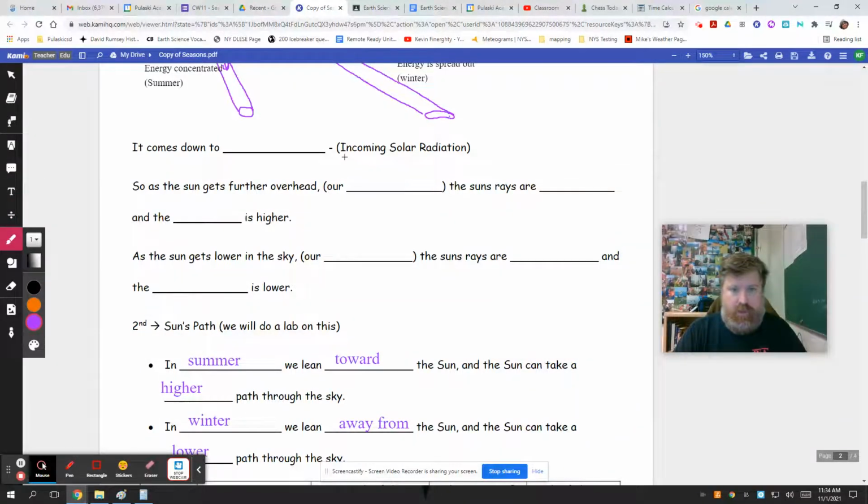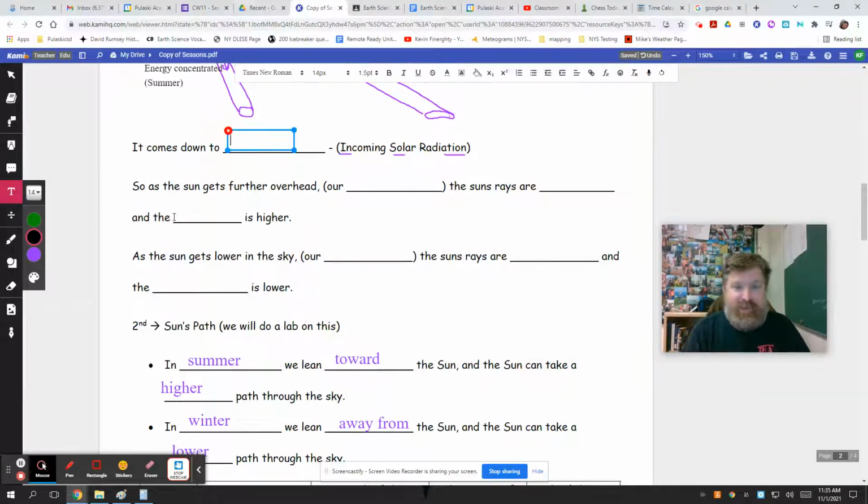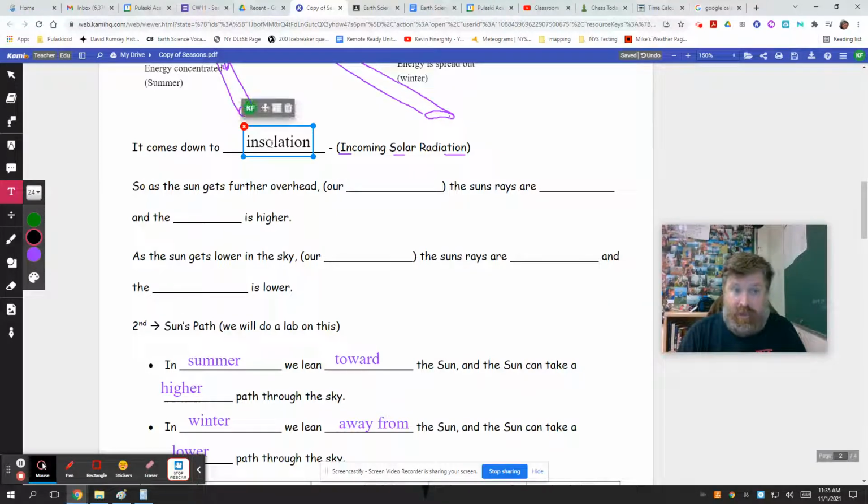So what this all comes down to is a fancy term for sunlight, incoming solar radiation. What we did, we being science in general, not me, it comes down to insolation. This is a fancy pants term for sunlight. They took incoming solar radiation and made a mashup word. They put them all together: insolation. Traditionally, students get confused with this because it looks like insulation, which is that pink stuff you put in your house to keep the heat in, right? That would have a U right here. This is a completely separate idea. Insolation, incoming solar radiation.